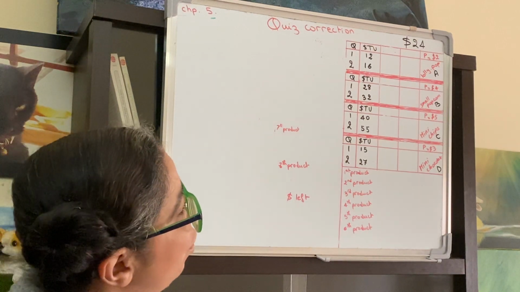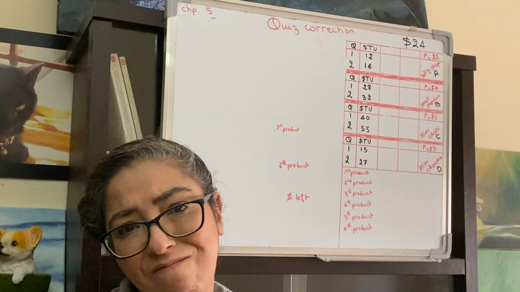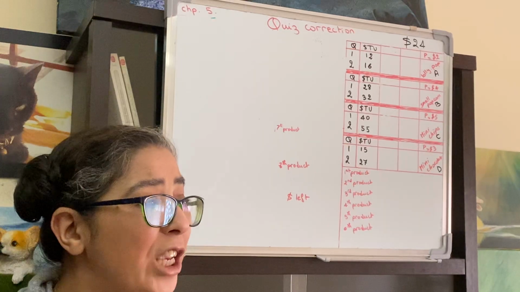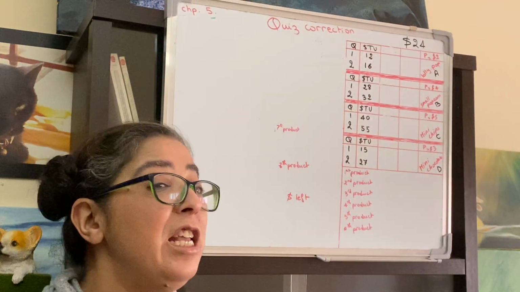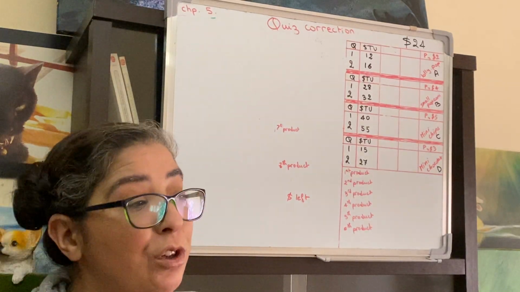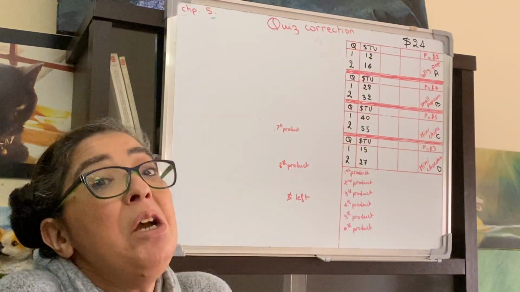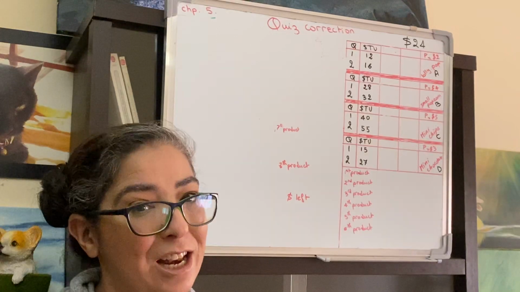Can you do it using the total utility? No, because here you need to know each unit. Are you gonna buy the first unit, then the second unit, or only the first unit, and then you move to another good? We don't know. We need to make some calculations.